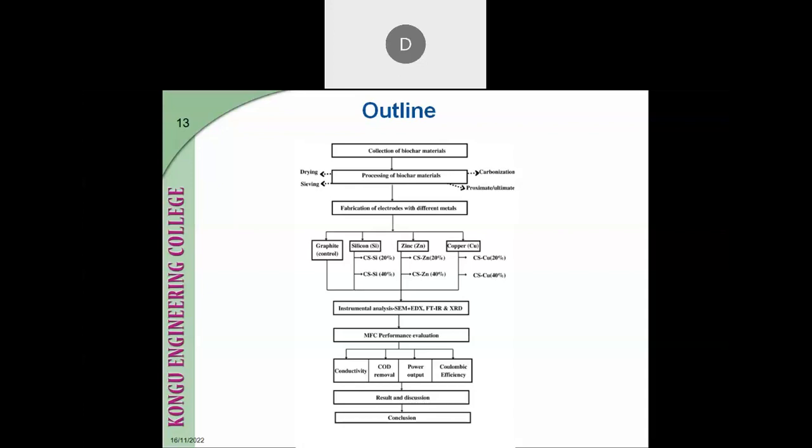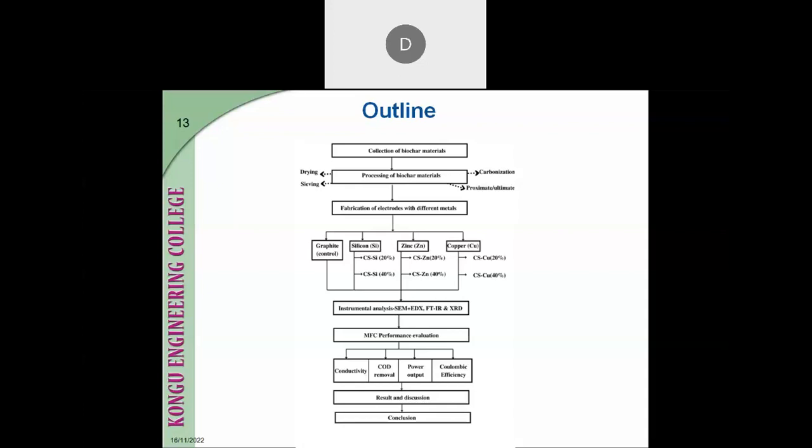If you are analyzing the MFC performance, then here we are going to study the conductivity and also the COD removal, then also power output. That is most important, power output and coulombic efficiencies.